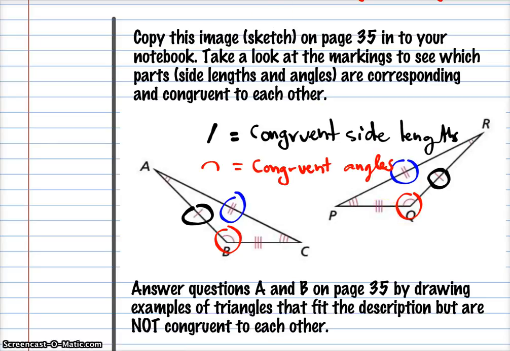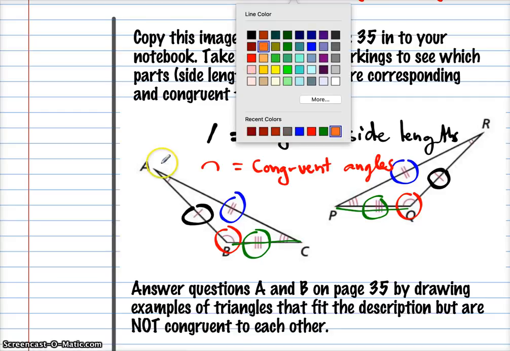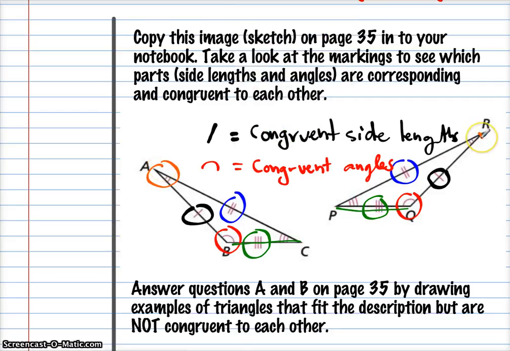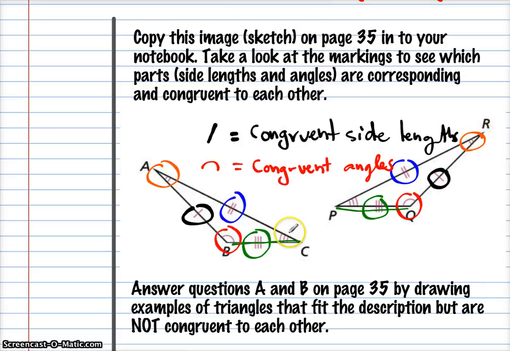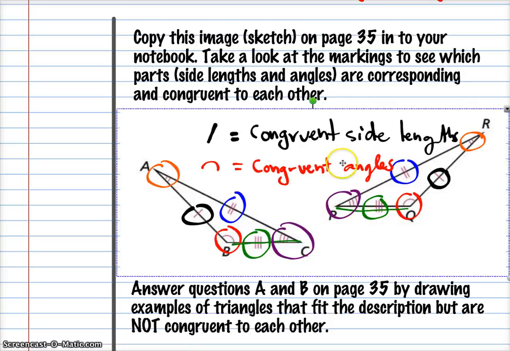Okay, so briefly I'm going to color coordinate this. This side with 3 hash marks is going to be congruent to this side length. When I'm talking about side lengths, I'm talking about this length here. Okay, I'm talking about this length here. I'll pick another color, let's say orange. Angle A will be congruent to angle R, and I think we just need one more color. We'll do purple. Angle C is congruent to angle P. So you can see how they're paired up and matched up. Okay, this is important information here. You need to know this as you move on in the lesson.